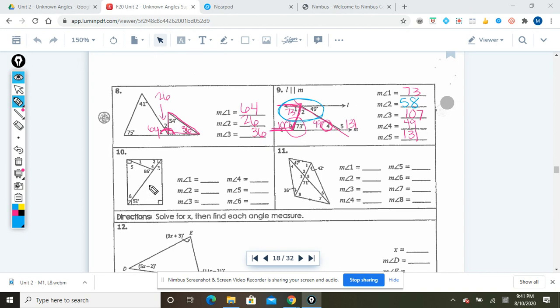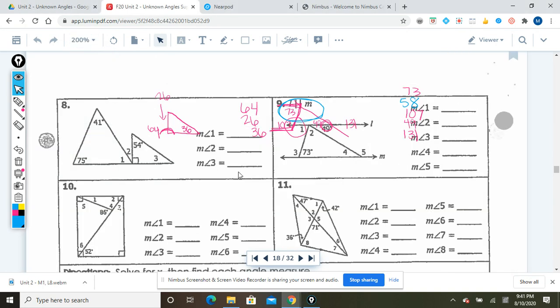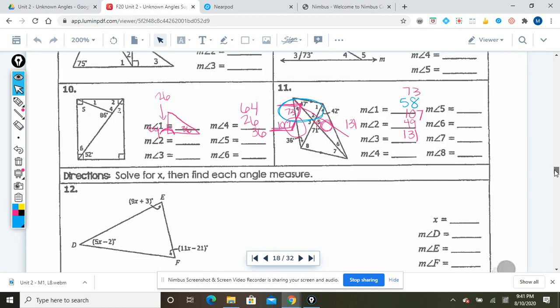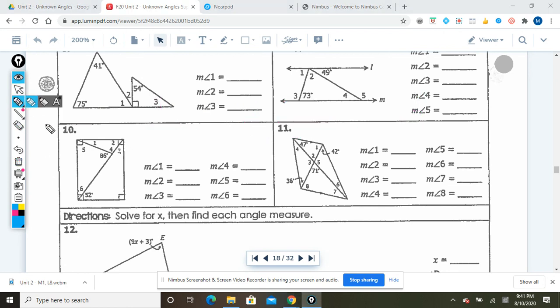Okay, looking at number 10, there's a lot of different things going on in number 10. Gotta make it bigger so I can see. Oops. Okay, let me erase. Okay, number 10. First thing that my eyes are drawn to is this is a right angle. So this means this corner is 90 degrees. I know this is 52. So I can do 90 minus 52, and that tells me that angle 6 is 38.